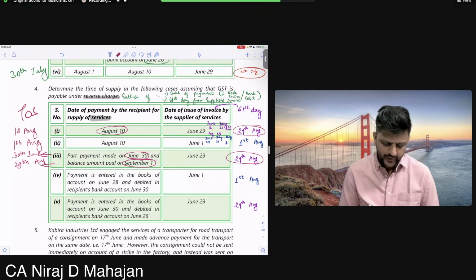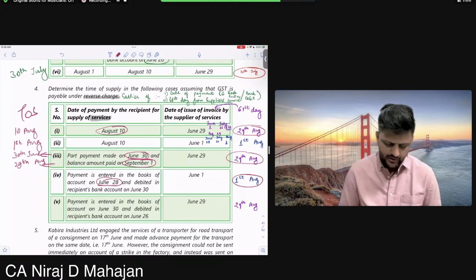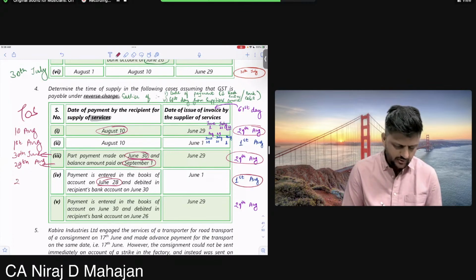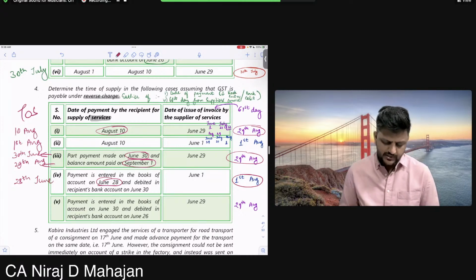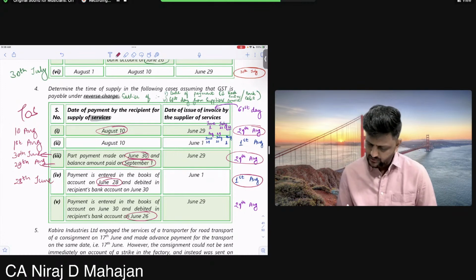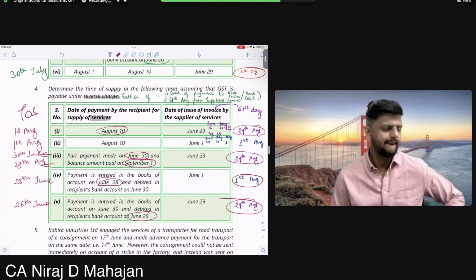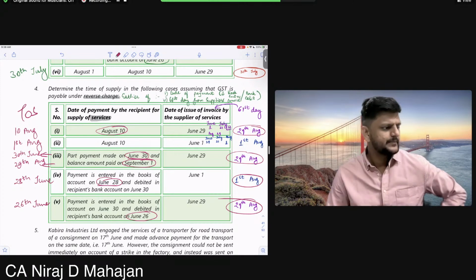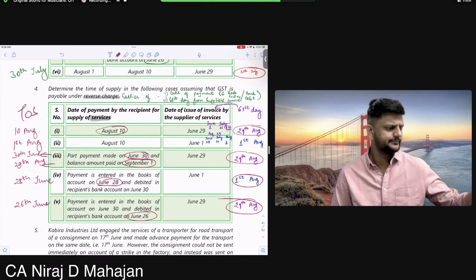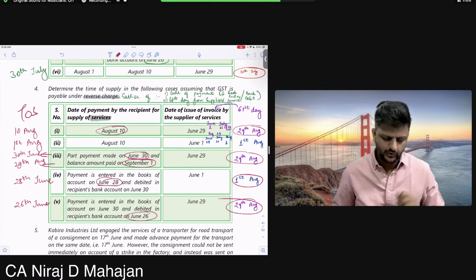Then, payment is entered in the books of accounts on 28th June, but debited 30th June. So I'm going to compare 28th June with 1st August, so 28th June. Vice versa, debited on 26th June, but in the entry 30th June. So it's 26th June. Yes. Nitin, Akshay, Mansi, all of you guys. Okay, sure. Just check the answer.